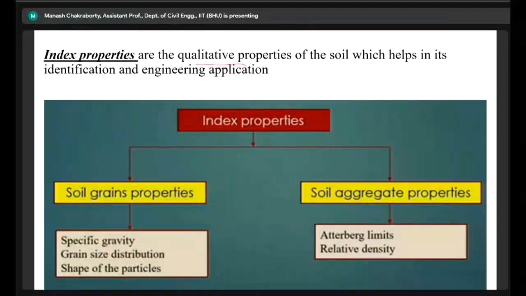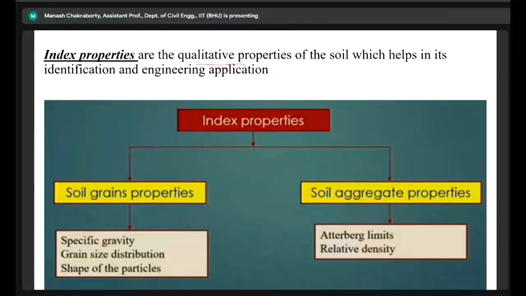In the case of soil aggregate properties, what we'll see is how the particles are interconnected, right? When I was talking about soil grain properties, I was specifying individual particles, not the interactions of the particles. When we talk about soil aggregate properties, we talk about this interaction: how close they are, and what the impact of one particle on the other is. So in that sense, soil aggregate properties are different from soil grain properties, right?